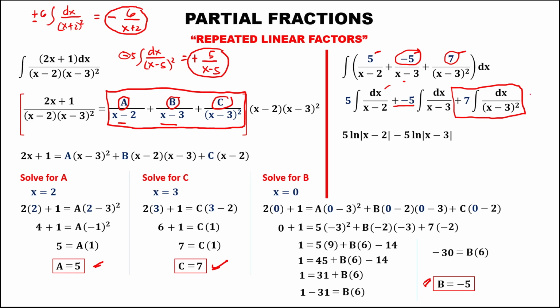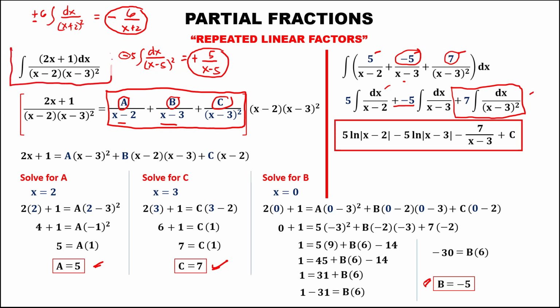So therefore for this, positive 7, this becomes negative. Then we have 7 over, minus 1 for the exponent. So we have x minus 3, then plus c. So this is now the integral for this equation.